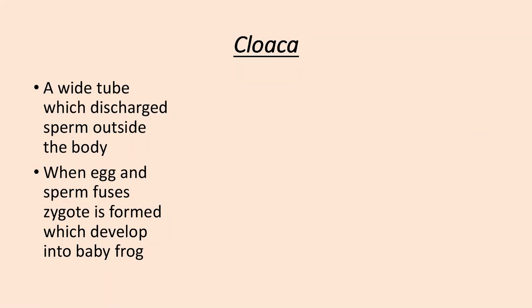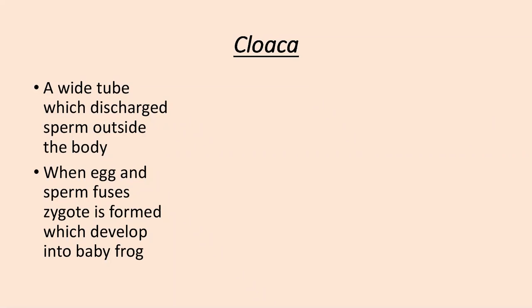Which discharges sperm, because we are talking about the male reproductive system. These sperms pass out and are discharged outside through the cloaca. When the cloaca gets filled with a very large number of sperm, they exert pressure on the opening or aperture of the cloaca. It opens and the sperm rush out, or are discharged from the body.